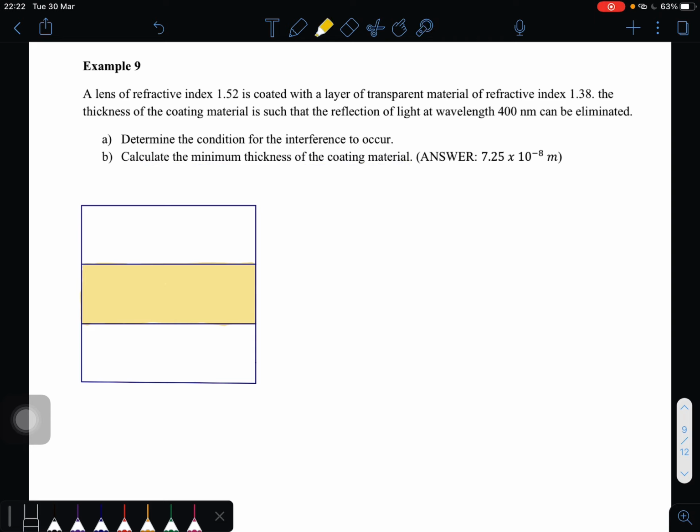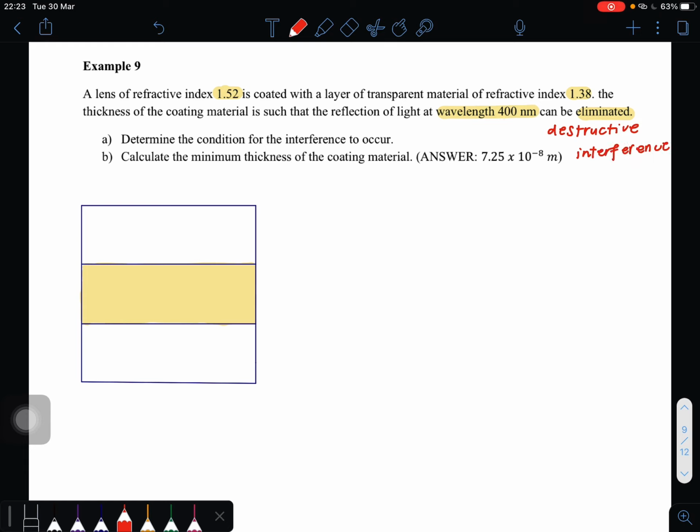Okay, so now we have a lens. The lens has an N value of 1.52. And then this lens is coated with a material, and its N is 1.38. And then it tells us here the wavelength is 400 nanometer. And there is a keyword here: reflection of light of wavelength can be eliminated. So eliminated here means that, okay, it will be a destructive interference.